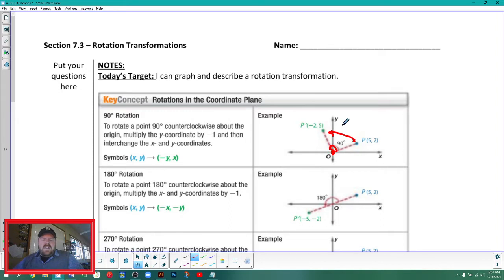They say it in words there, but it's multiply the y-coordinate by -1 and then switch x and y. Okay, that's kind of tough to remember. I don't think there's a great way to remember it. I would just write this down somewhere big and bold. So basically the point goes from (x, y) to (-y, x). And so we see the point (5, 2) turns into (-2, 5).